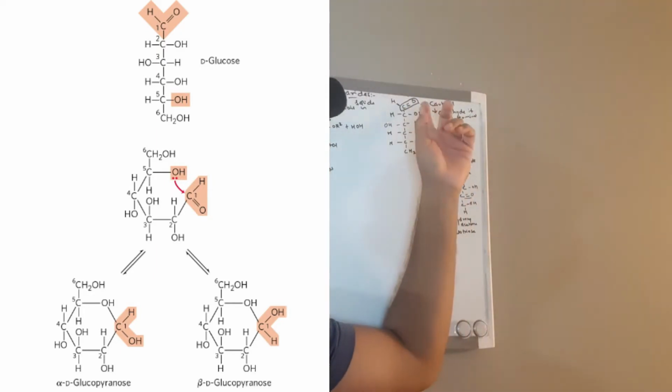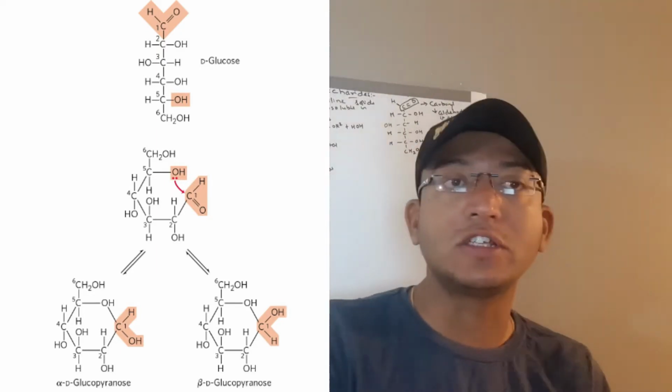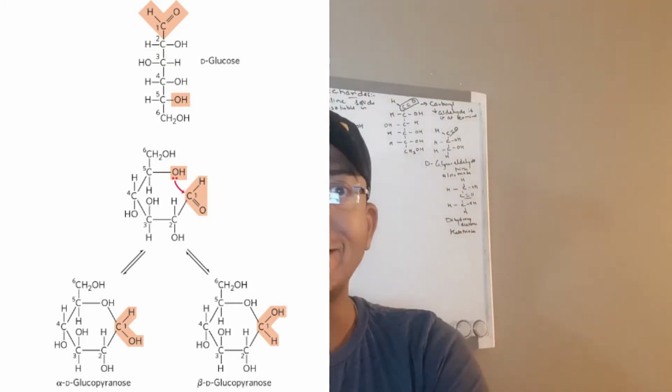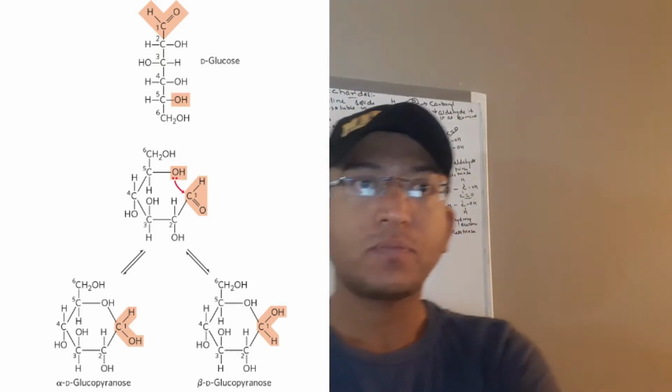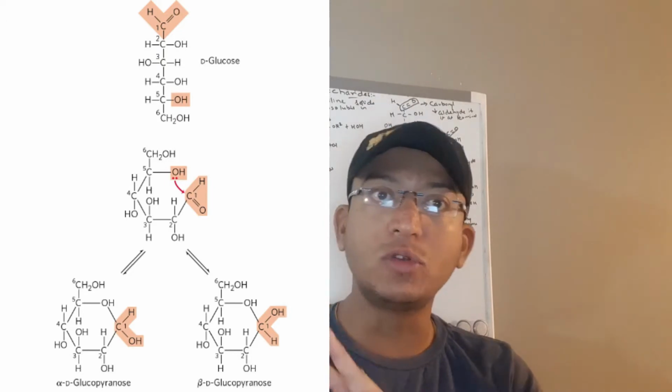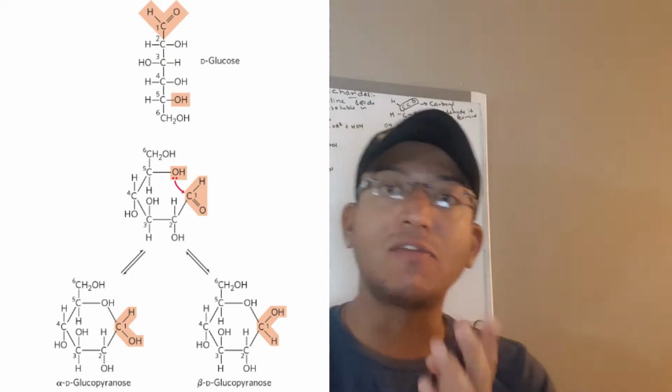So it can attack the front or the back of the carbonyl carbon, as you can see on your screen, that is as highlighted, right? So the reaction can produce either of two stereoisomeric configurations denoted as alpha and beta.